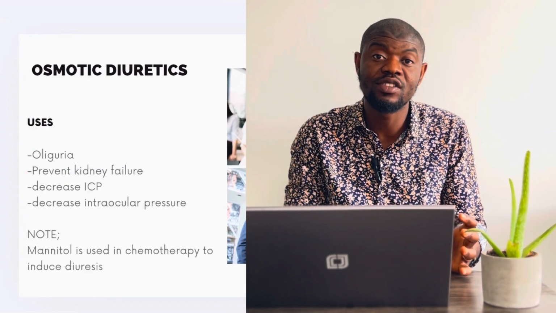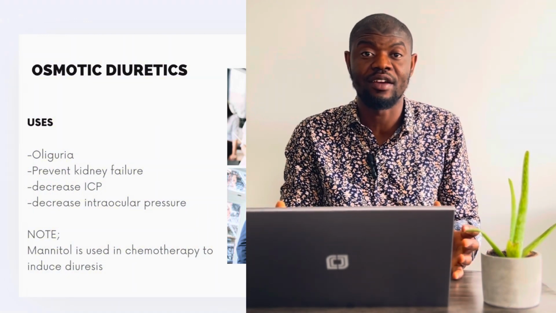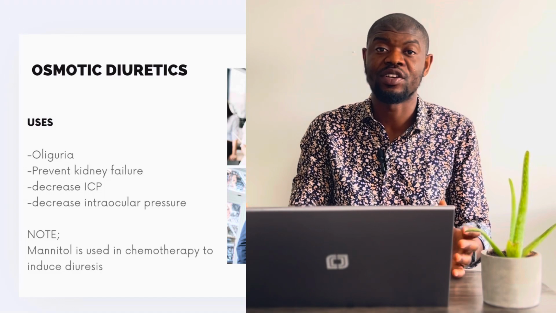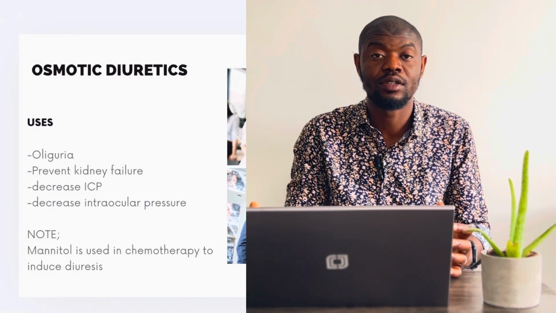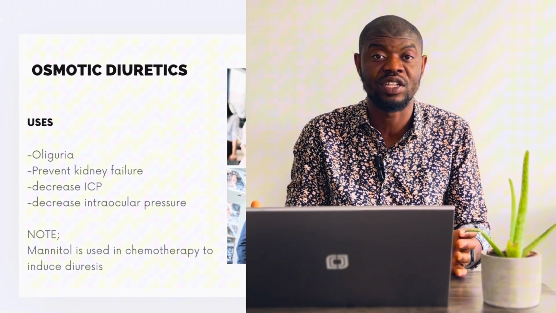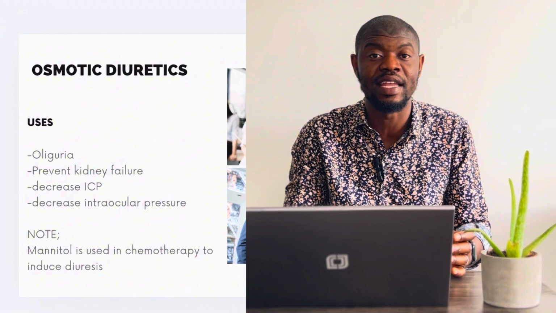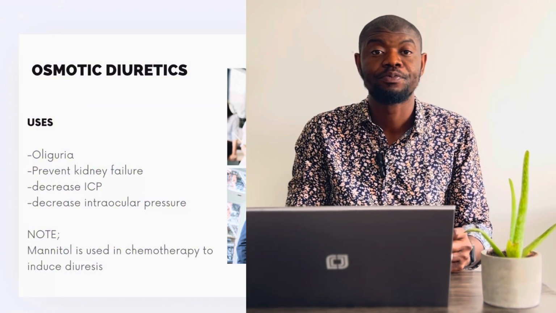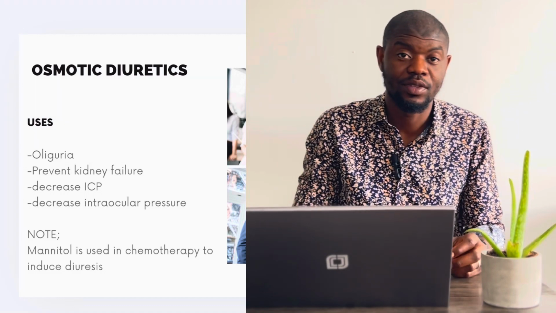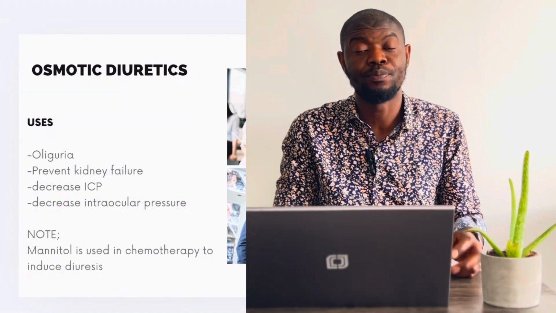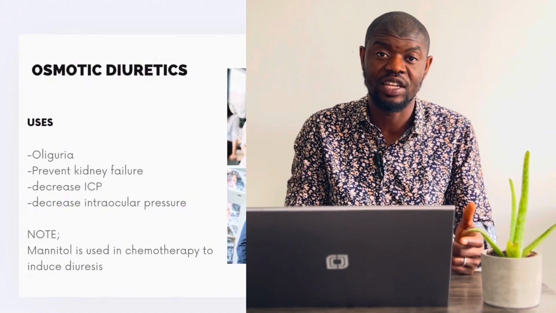Moving on to the uses or the patient group where we can use osmotic diuretics. The first group are patients who are oliguric, and then we want to use osmotic diuretics in patients who have kidney failure, and so you want to prevent worsening kidney failure. Now, osmotic diuretics like mannitol are very much important in the treatment of increased intracranial pressure.